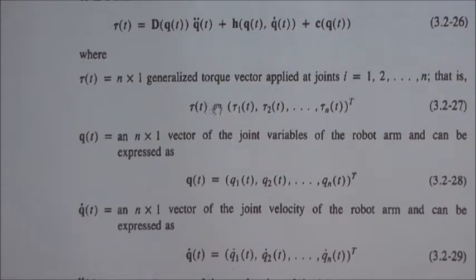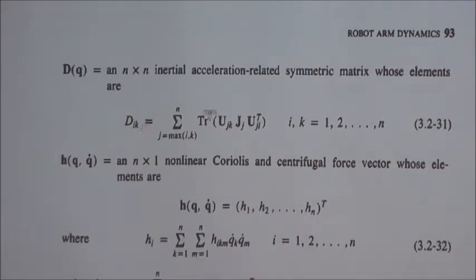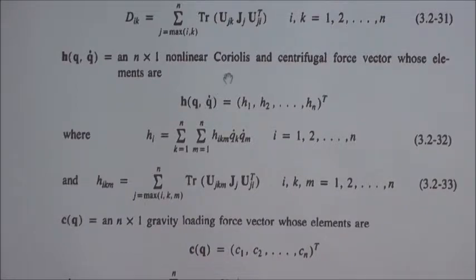So tau is the torque vector up to n degrees of freedom or n joints. Q is the vector of joint variables. If it's revolute, all of these are angles. If it's not, a combination of distance and angle. And this is the velocity, this is the acceleration. And then this is the definition of elements of the inertia symmetric matrix. H is Coriolis and centrifugal force vector.